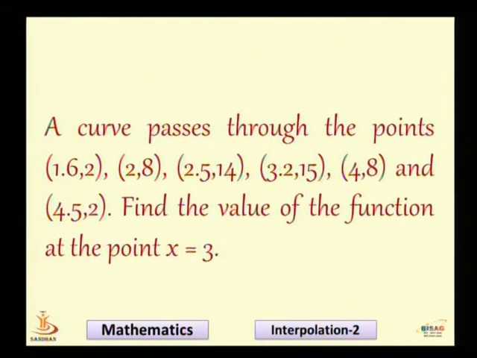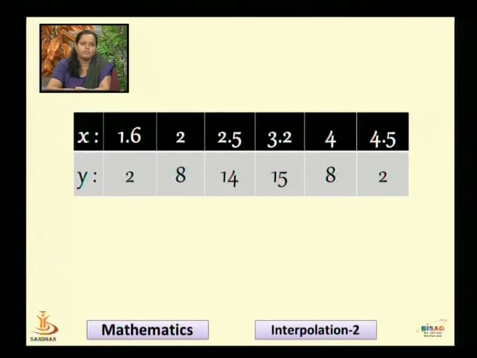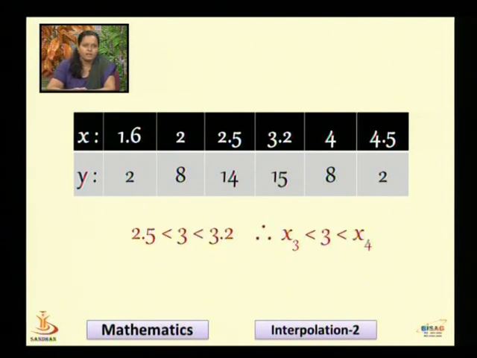A curve passes through the points 1.6, 2; 2.8, 2.5; 14, 3.2; 15, 4.8; and 4.5, 2. Our aim is to find the value of the function at the point x equal to 3. Representing these numbers in the tabular form, we can see that x is equal to 3 lies between 2.5 and 3.2. That is, it lies between x3 and x4. So comparing it with xk and xk plus 1, we say that k is equal to 3.